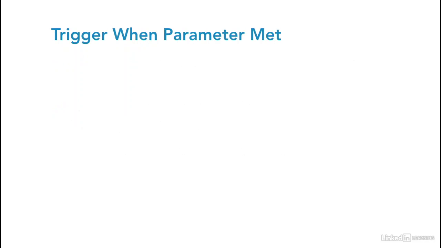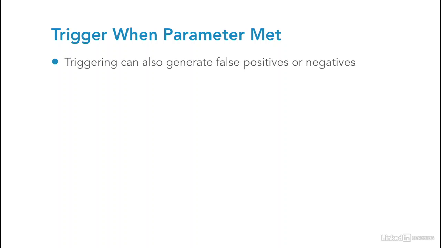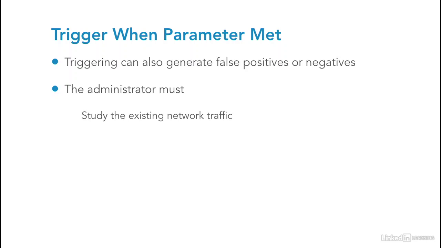An alarm will trigger when a specific parameter is met. Triggering can also generate false positives or false negatives. If this happens, the administrator must study the existing network traffic and then tune the signatures to get a more accurate result. Events can occur throughout the network.